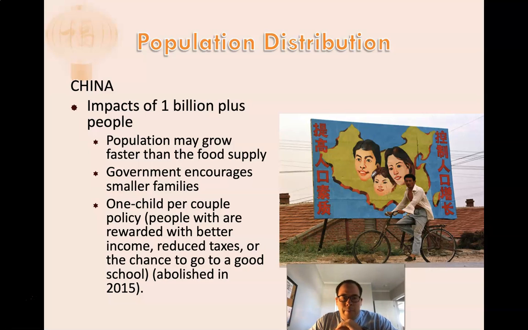With the impacts of 1 billion plus people, the population may grow faster than the food supply. This is something the United States actually contributes a lot to in China. They buy a lot of food from us to support their population.